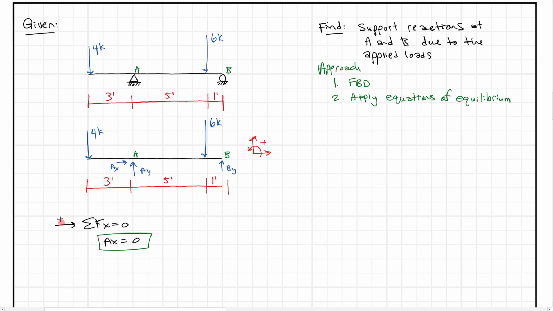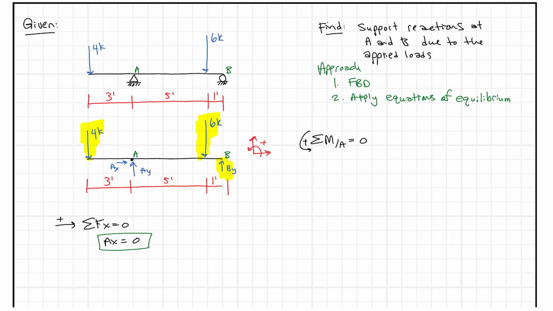All right, let's go to the sum of moments equation, because this is where it gets a little bit fun. I'm going to just pick point A. Let's say the sum of the moments about point A equals 0. If we put our pencil on point A, what's going to happen? Any force that doesn't pass through point A is going to cause a moment. So this 4 kips is going to cause a moment, this 6 kips is going to cause a moment, and BY is going to cause a moment. But AX and AY both pass right through point A, so they're not going to cause a moment about point A.